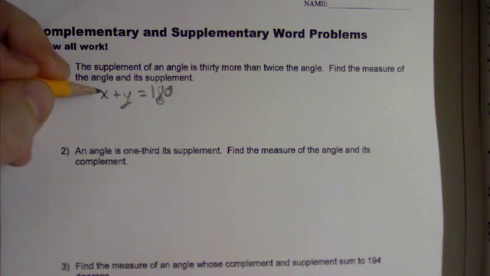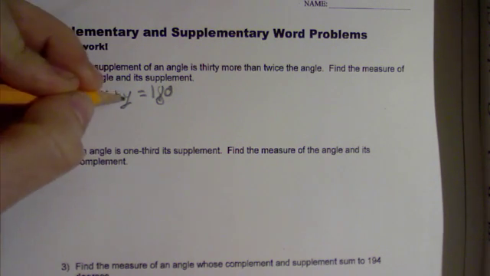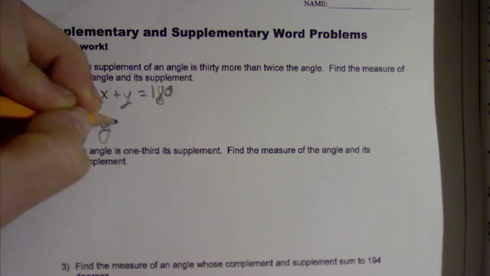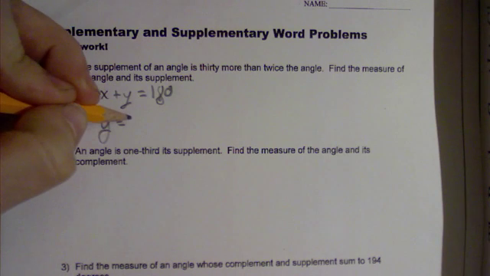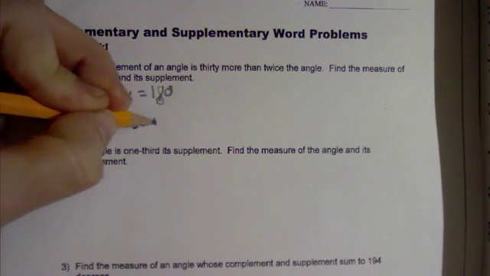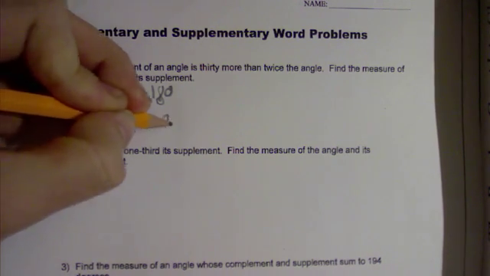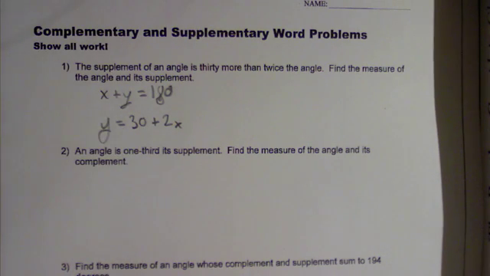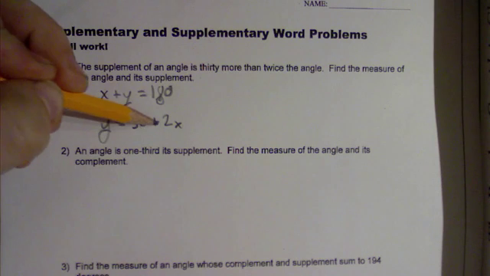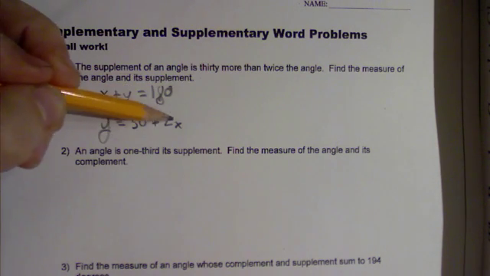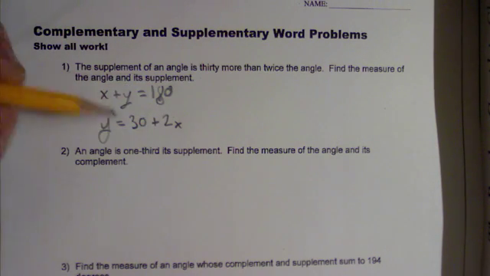The next thing I have is that the supplement of that angle is 30 more than twice the angle. So my angle is x, its supplement is y. So the supplement y is equal to 30 more than twice that angle. So y equals 30 plus 2x, because the supplement, y, is equal to 30 more than twice the angle, 2 times x.